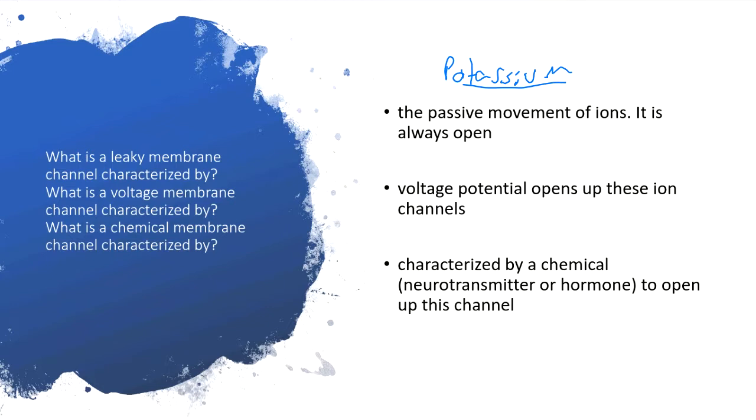What is a voltage membrane channel characterized by? All of these are pretty much in their name. Voltage opens up ion channels in response to a voltage or action potential, right? And then a chemical membrane is characterized by either a neurotransmitter or a hormone to open up the channel. So whether it's acetylcholine, dopamine, serotonin, these neurotransmitters or hormones are used to open up this channel. They bind onto it, the channel opens up.